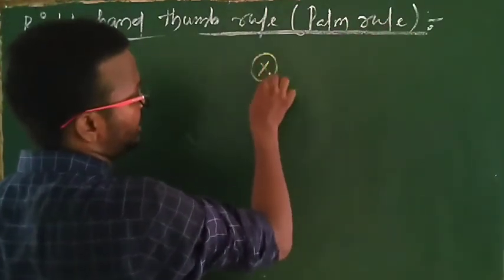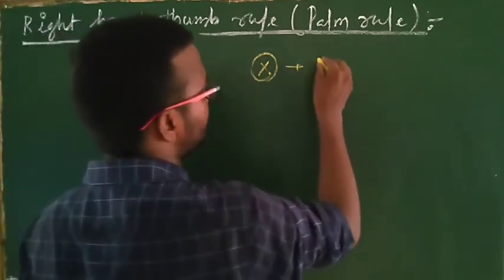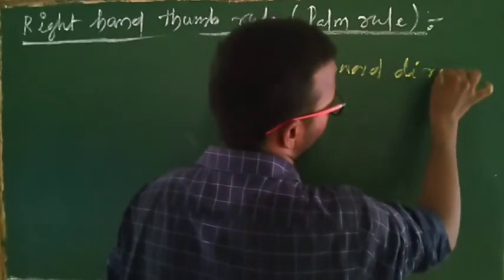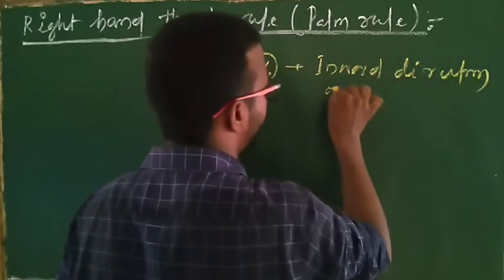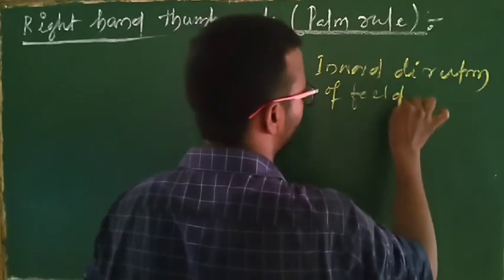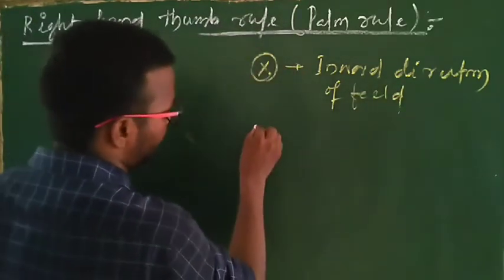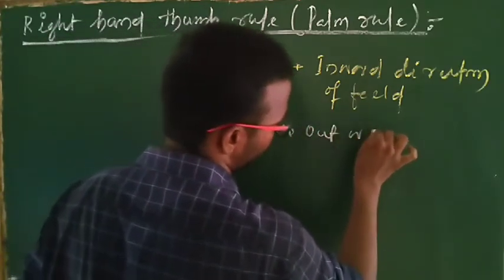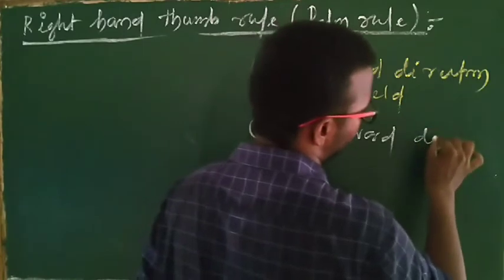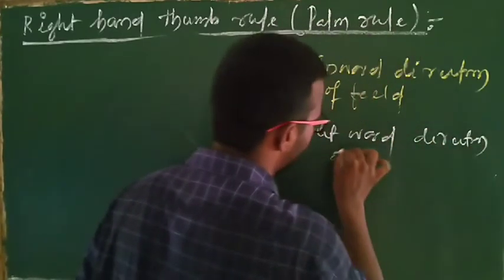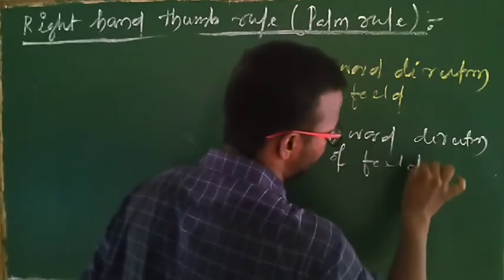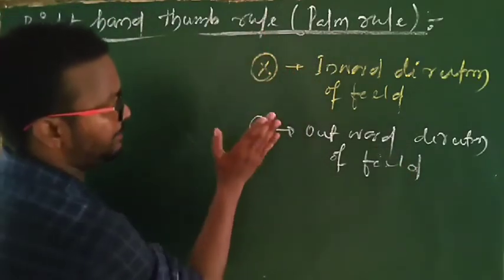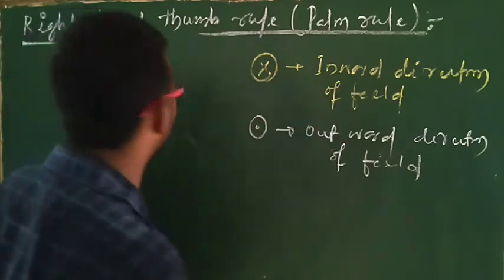This cross represents inward direction. Inward direction of field, and the dot and circle represent outward direction of magnetic field. Clear? This represents inward direction, this inward direction, and this represents outward direction of the magnetic field. Clear?